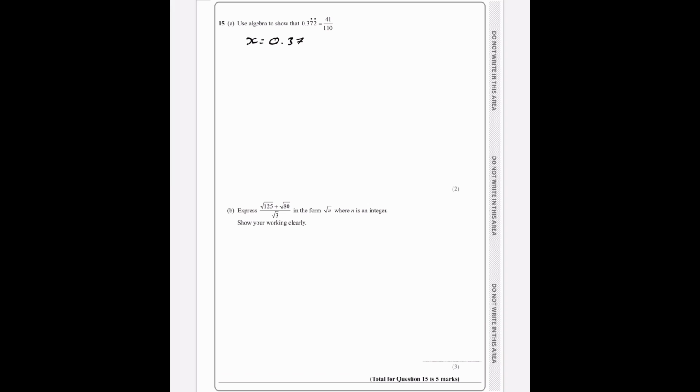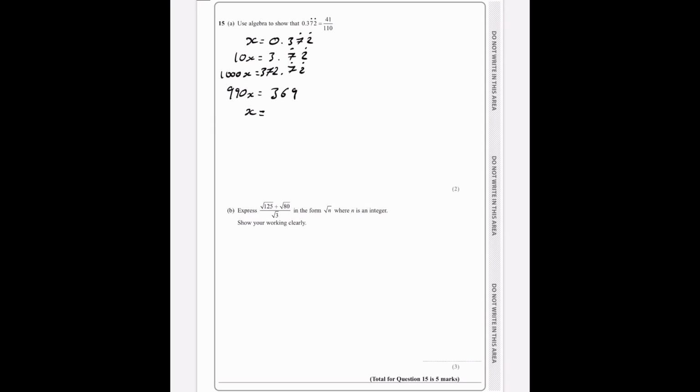For question 15, so the algebra trick for turning a recurring decimal to a fraction. We'll let the recurring decimal equal x. I'll bring the recurring bit up to the decimal point by multiplying both sides by 10. Then we have 2 recurring numbers, so I'll multiply both sides by 100. And we can find the difference between 1000x and 10x. That would be 990x. 372 minus 3 is 369.